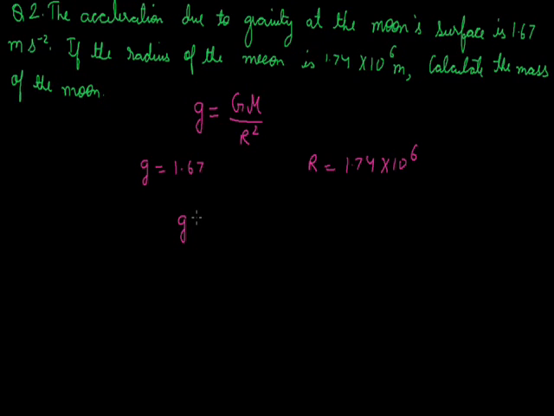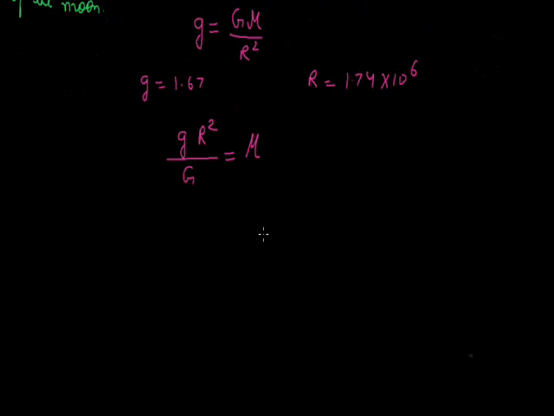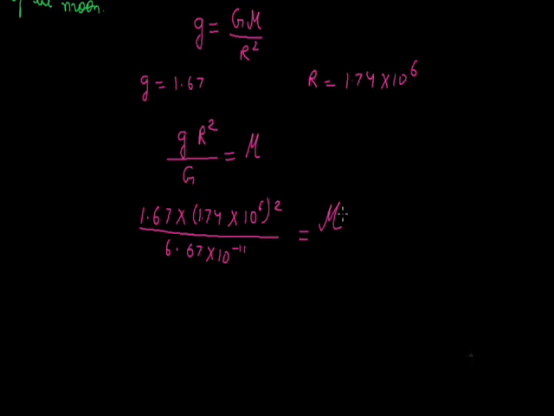Now by using the above formula we can say that small g into r square over capital G is equal to M, that is mass of moon. So we can write 1.67 into 1.74 into 10 raised to the power 6 whole square over 6.67 into 10 raised to the power minus 11 is the value of capital M.